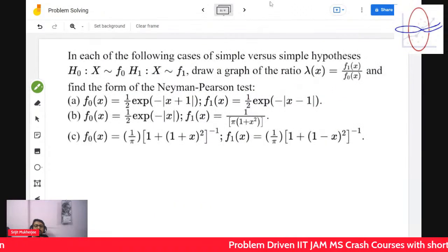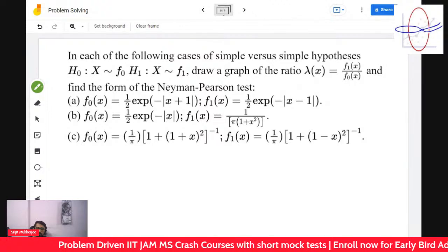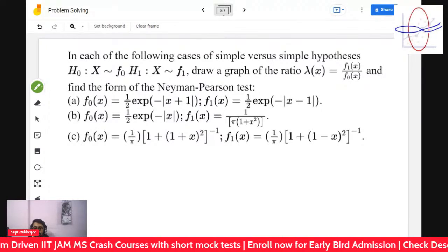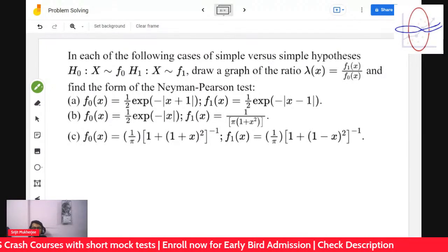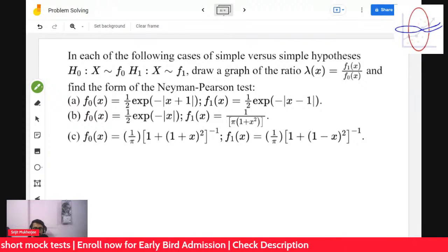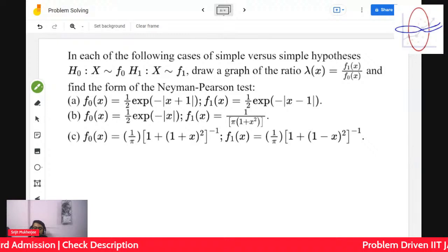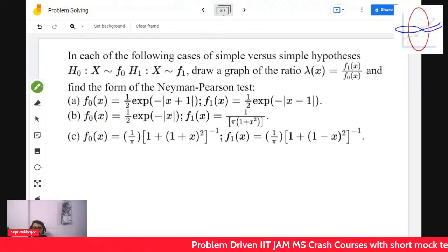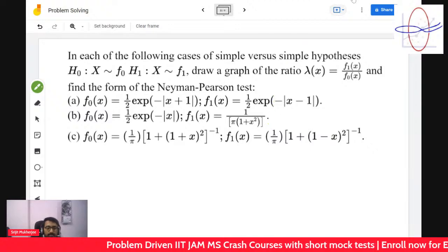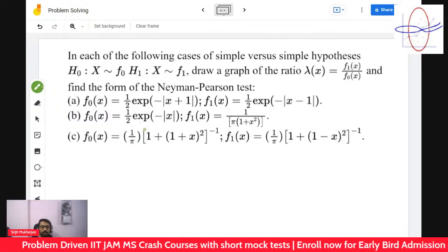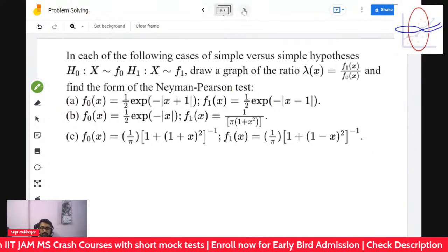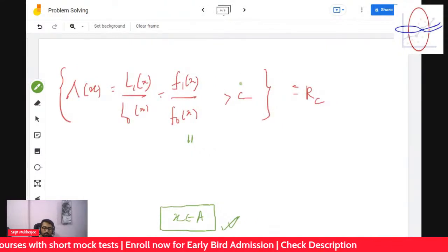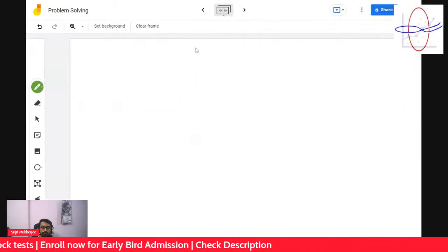So when you try to find it in terms of this, let's do one example, guys. Tell me which one you want me to do, A, B, or C. Shana, what do you want, A, B, or C? Quickly. Yeah, let's do B. Okay, let's do B. Very good. So half exponential minus mod x. So let's write it down.